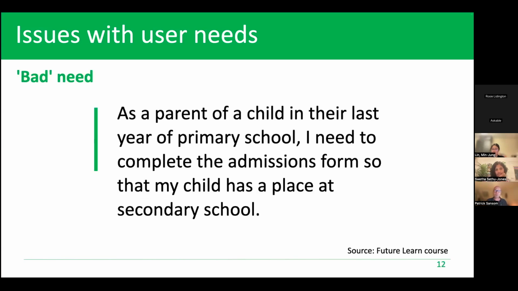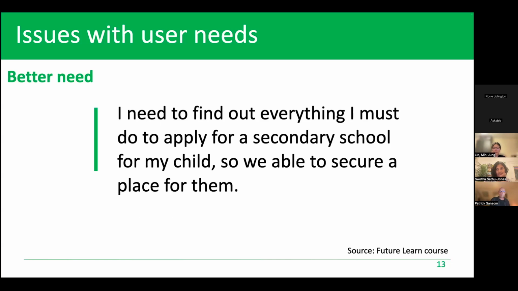So let's have a look at a bad need. This is something I've lifted from the FutureLearn course. This isn't actually that bad, but: as a parent of a child in their last year of primary school, I need to complete the admissions form so that my child has a place at secondary school. Actually it doesn't look too bad at first glance, probably similar to some of the needs I've created, you may have created. How could that be improved?